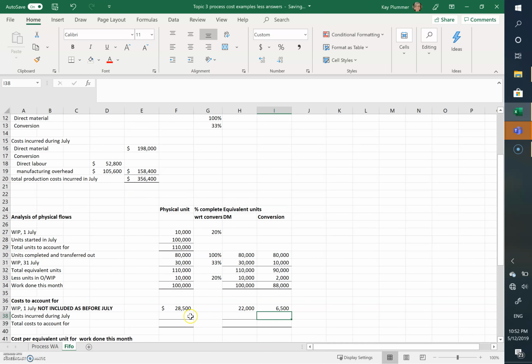And the costs that incurred in July was 356,400, made up of materials and conversion costs.